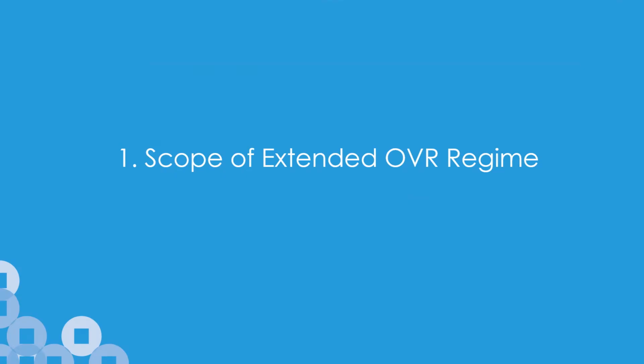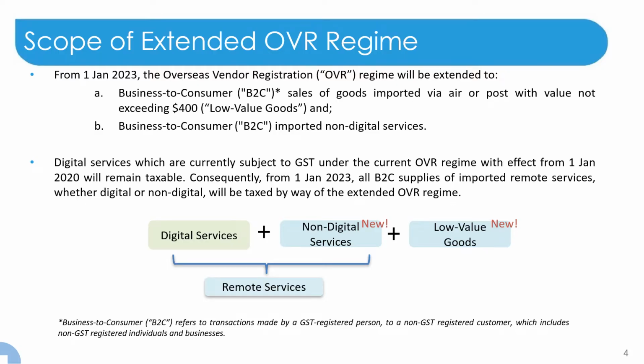First, we will take a look at the scope of the extended OVR regime. From 1st January 2023, the Overseas Vendor Registration Regime will be extended to business to consumer, also known as B2C, sale of goods imported via air or post with value not exceeding $400, also known as low-value goods, as well as B2C imported non-digital services.